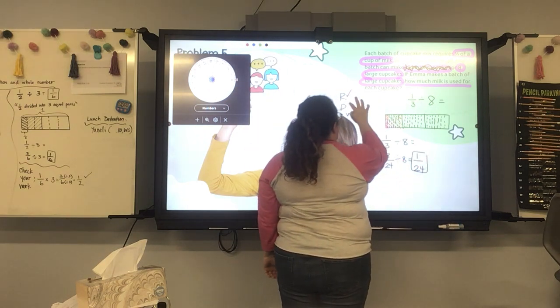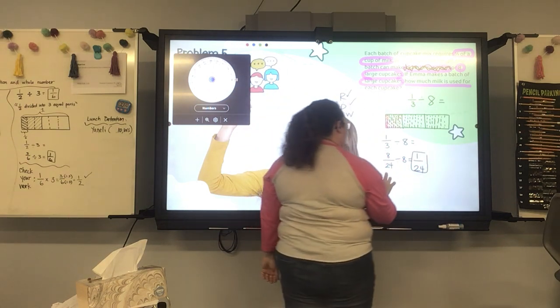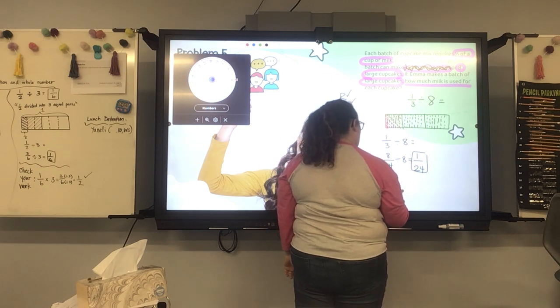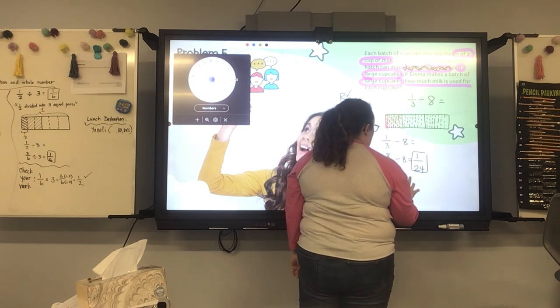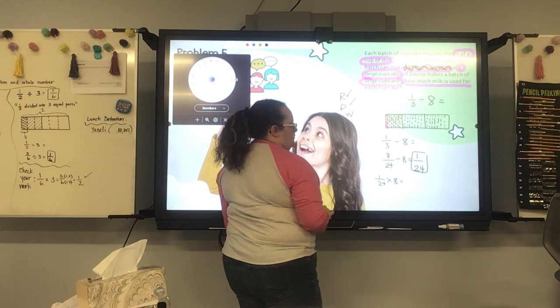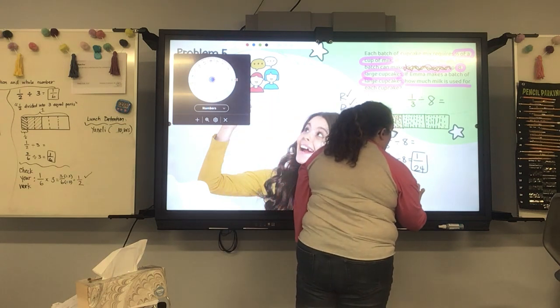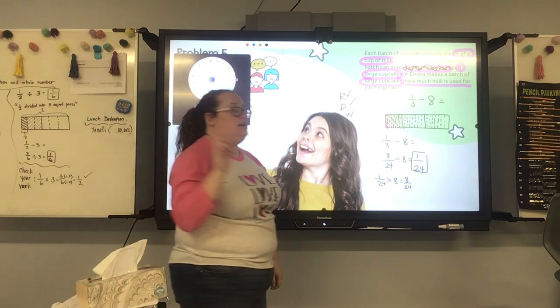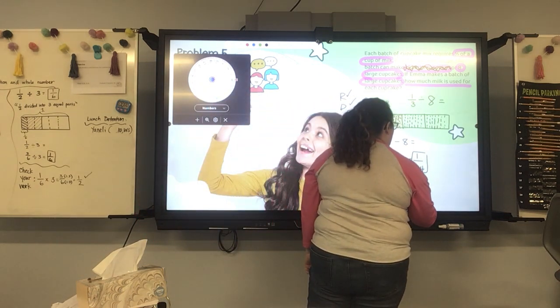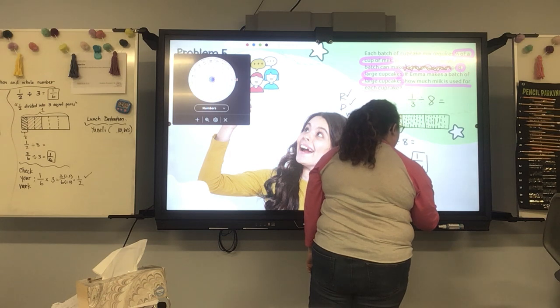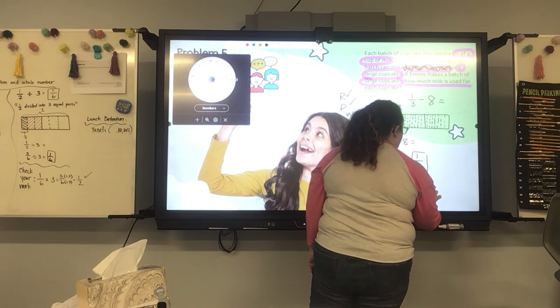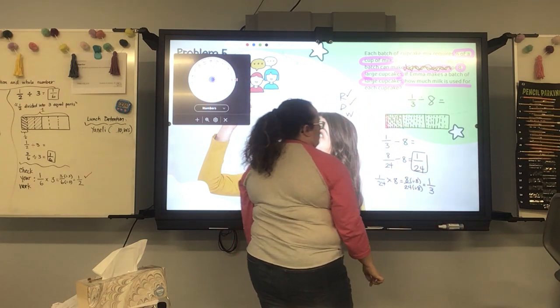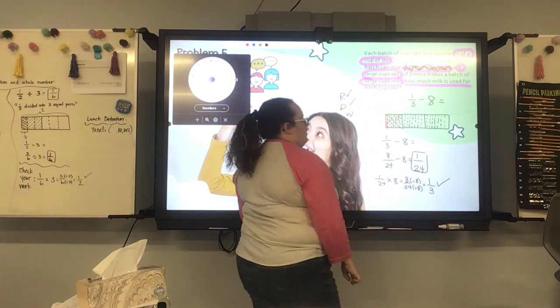However, I'm not done. I did do the draw, but now I've got to check my work. So I would do 1 24th times 8. 1 24th times 8 would be 8 24ths. Can it be simplified? Yes, they can both be divided by 8. 8 divided by 8 is 1. 24 divided by 8 is 3. Does that match what I started with? Yes. So I know I got it correct.